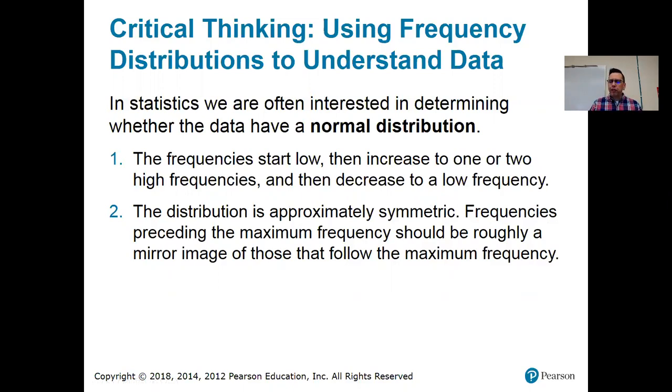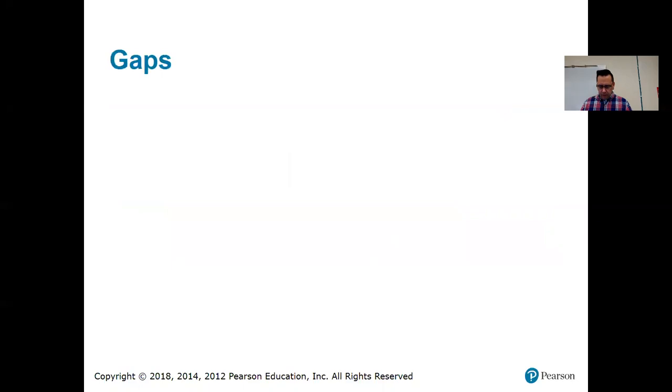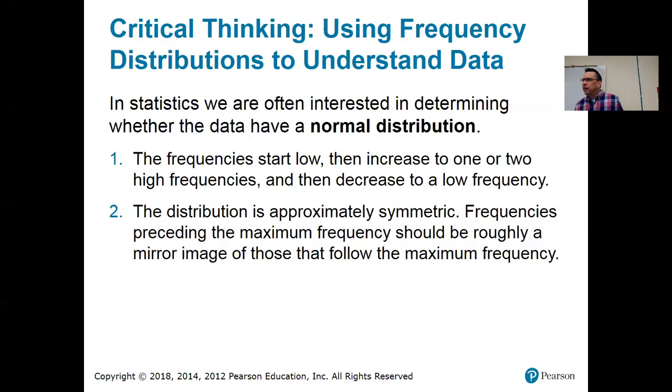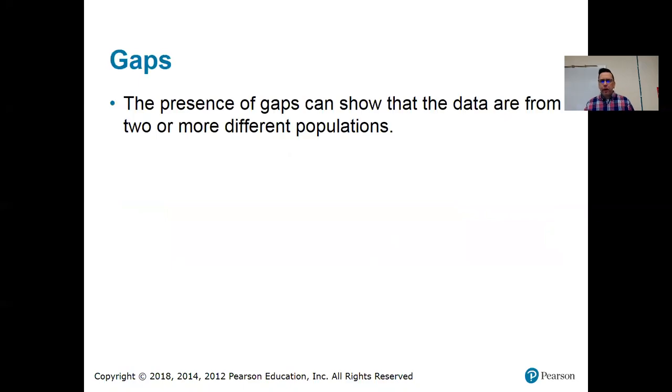But in a normal distribution, they are approximately symmetric. Frequencies preceding the maximum frequency should be roughly a mirror image of those that follow the maximum. So the numbers at the bottom should be close to the numbers on top, is what that's saying. Those are the 2 properties right now they want you to know about normal distributions. They go from low to high and then back to low, and they are approximately symmetric. Gaps: the presence of gaps can show that the data are from 2 or more different populations.